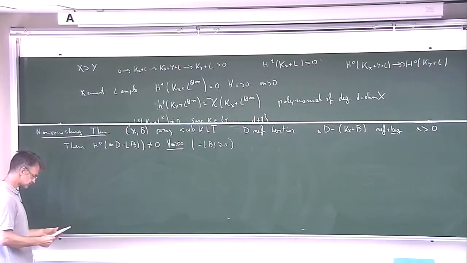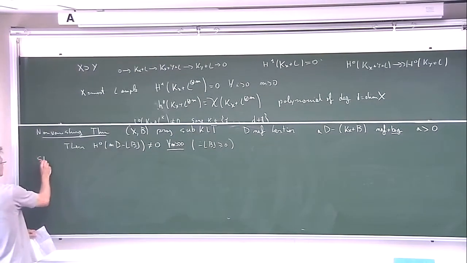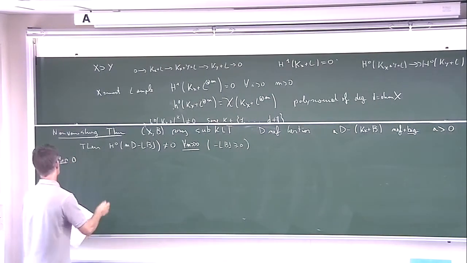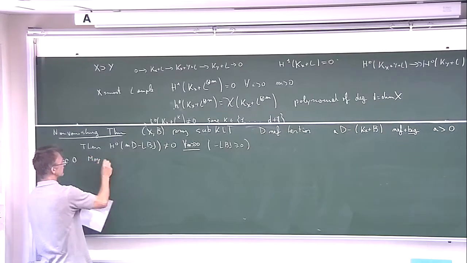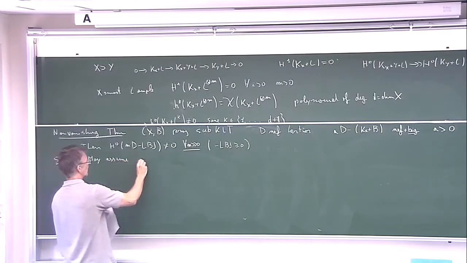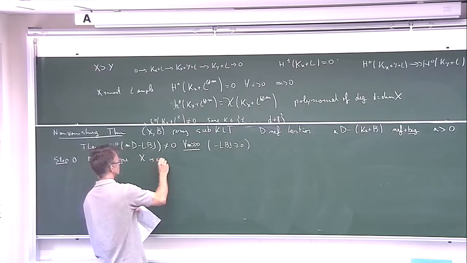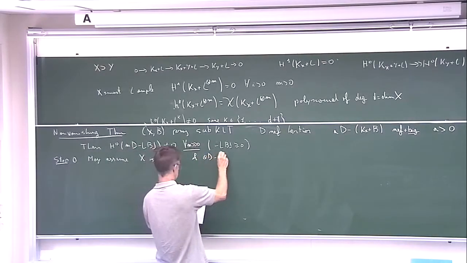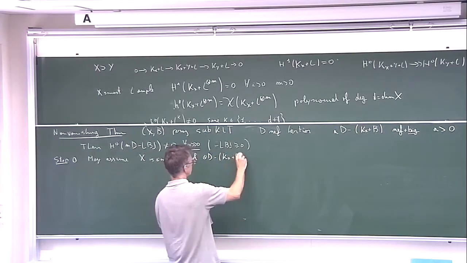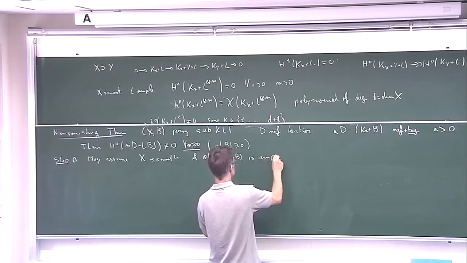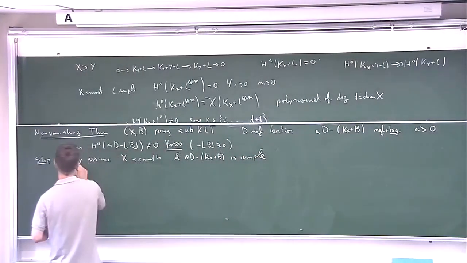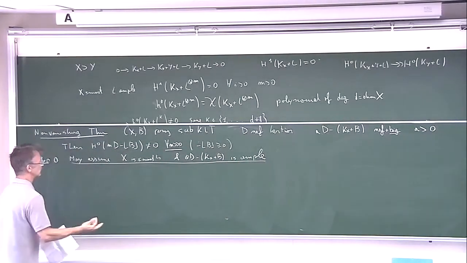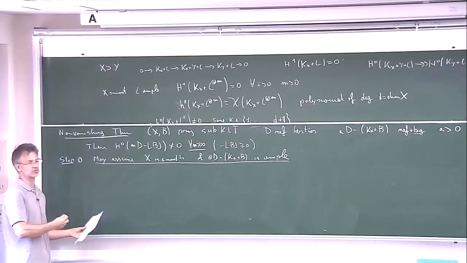OK. So I'm going to start with a couple of reductions. So the first reduction is sort of a trivial reduction. So I'll call it step 0. In proving the theorem, we may assume that X is smooth, and AD minus KX plus B is ample. Okay, so how can you assume that X is smooth? Well, you pass to a log resolution and show that it's enough to prove the statement on the log resolution.